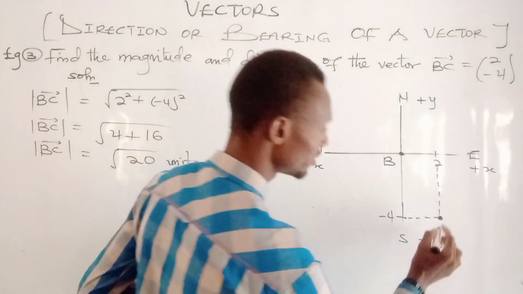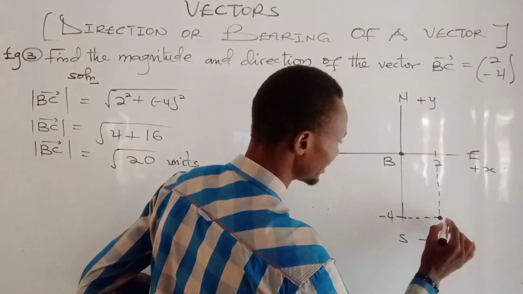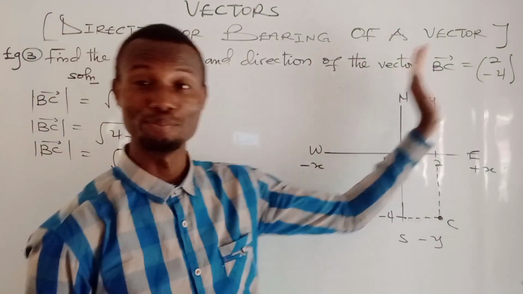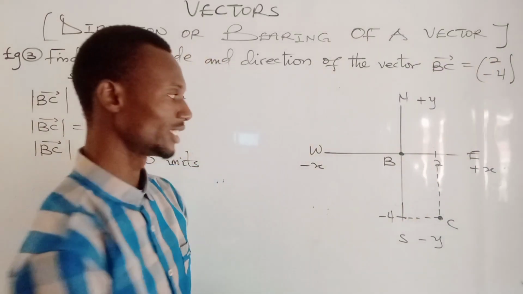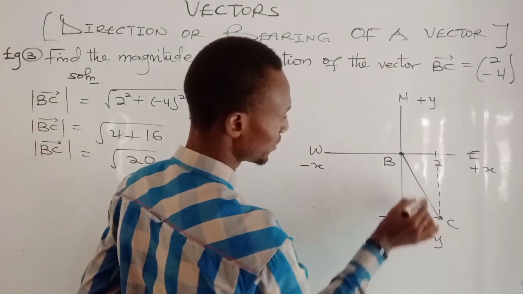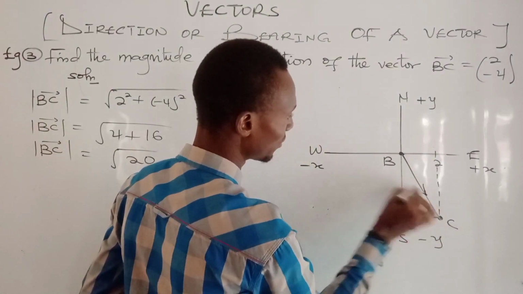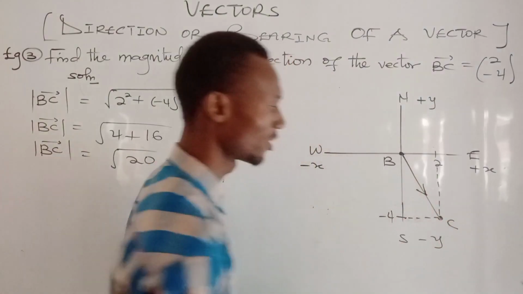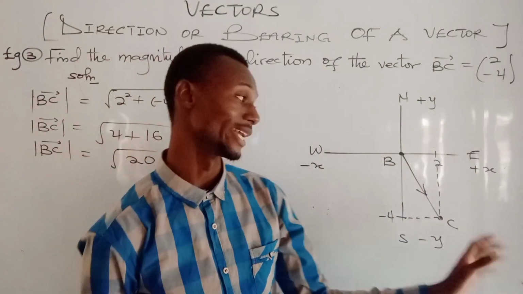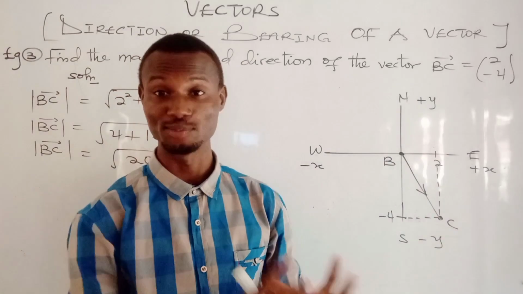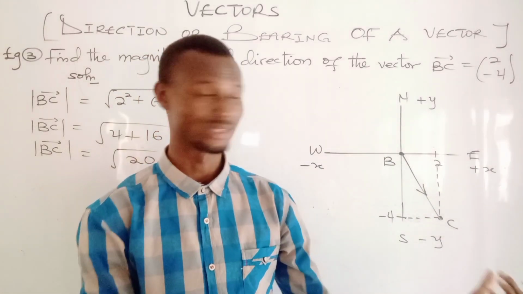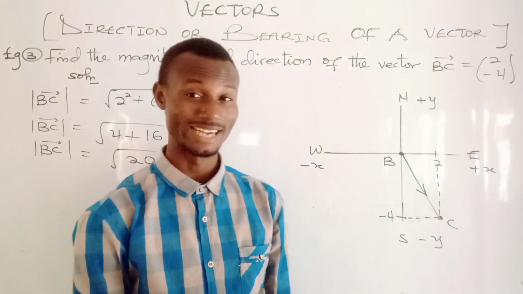So now I'm going to label this point of intersection as C. Why? Because we have the vector BC moving from B to C. So now you bring your line to join it like this. Very good. Then you bring your arrow. So this is how to draw a given vector on the Cartesian plane. I hope you understand up to this point. We've explained this a lot in the previous videos, so we are just applying that knowledge here.